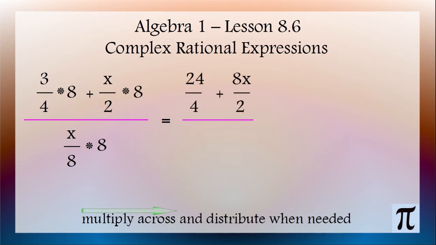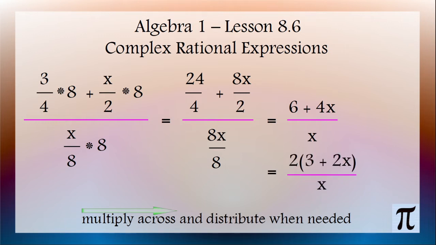Again, looking at the top first, 8 times 3 over 4 gives us 24 over 4, and 8 times x over 2 gives us 8x over 2. Looking at the bottom, this becomes 8x over 8. Again, looking at the top first, this simplifies to 6 plus 4x. The bottom simplifies to just x. If we wanted to, we could factor out a 2 out of the numerator to get 2 times the quantity 3 plus 2x all over x.